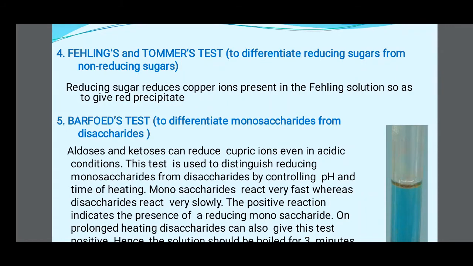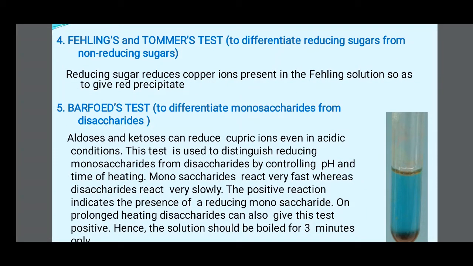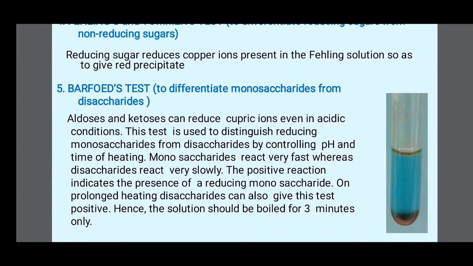Then Barfoed's test to differentiate monosaccharide from disaccharide. Aldoses and ketoses can reduce cupric ions even in acidic condition. This test is used to distinguish reducing monosaccharides from disaccharides by controlling pH and time of heating. Monosaccharides react very fast, whereas disaccharides react very slowly.